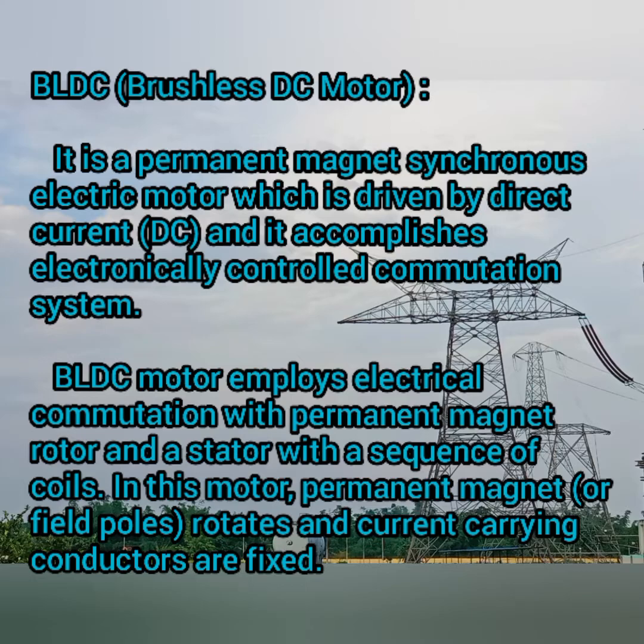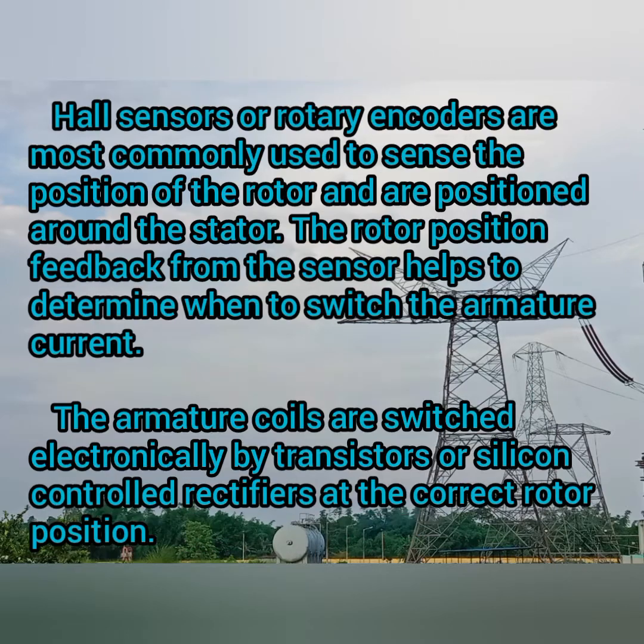So the BLDC motor employs electrical commutation with a permanent magnet rotor and a stator with a sequence of coils. In this motor, the permanent magnet or field poles rotate and the current carrying conductors are in a fixed condition. Then Hall sensors are also used. The Hall sensor, also known as a rotary encoder, is most commonly used to sense the position of the rotor, because the rotor position is the feedback for determining the armature current.